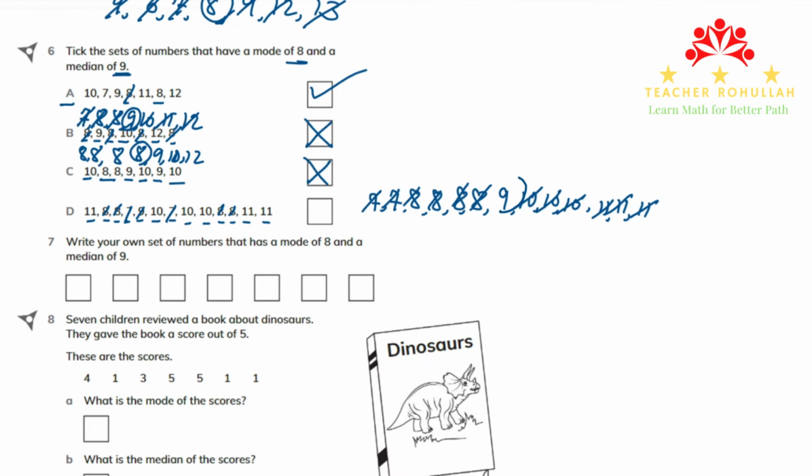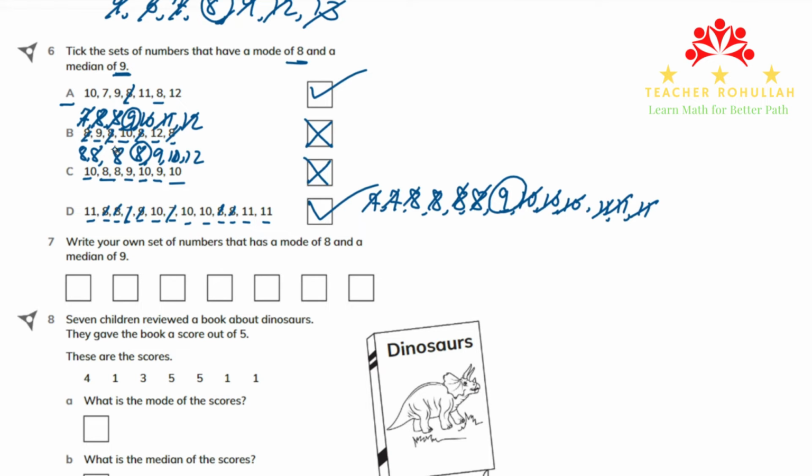So 9 is left in the middle. So this one can also be accepted. The two sets of numbers that give us the mode of 8 and the median of 9 are part A and part D of this question. Part B and C couldn't fulfill the requirement of the question. Well, we are done with question 6.